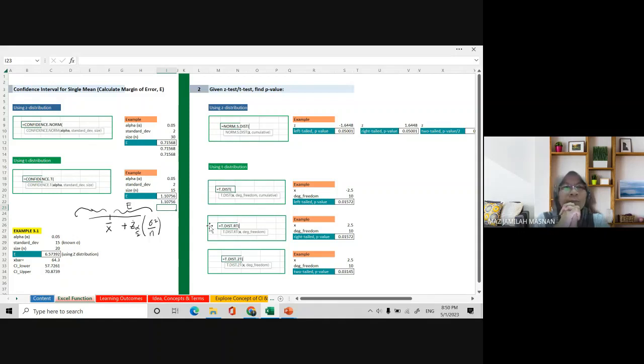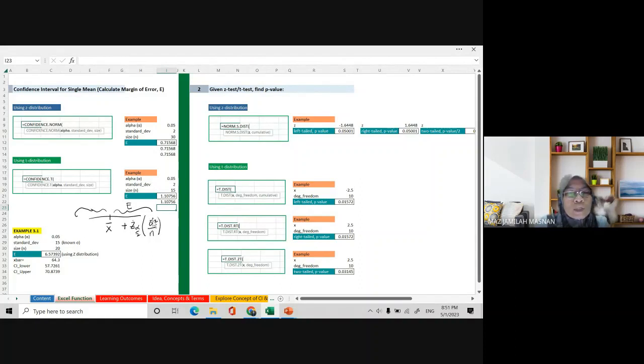Now class, remember, when you are using the function CONFIDENCE.NORM or CONFIDENCE.T, you are calculating the margin of error that has two tails. It will be divided into two, but that division into two is not shown in the Excel function. So you have to know that. Just directly use all the information given and put it in your Excel.